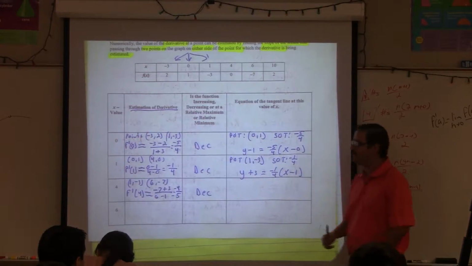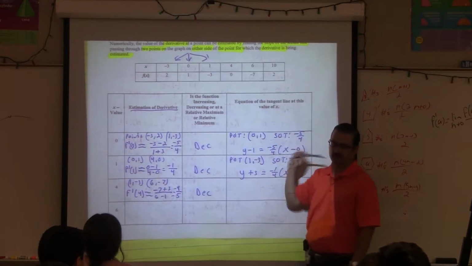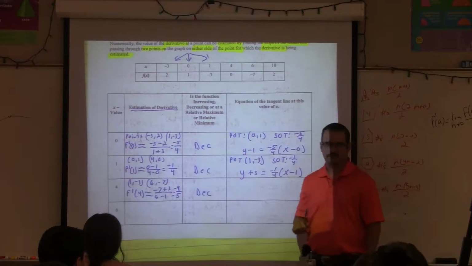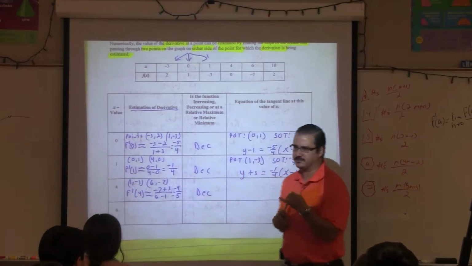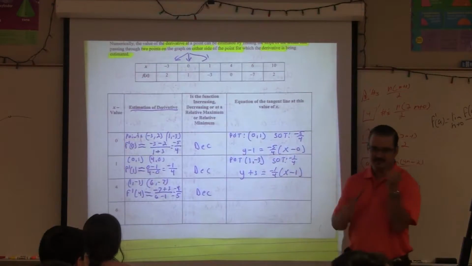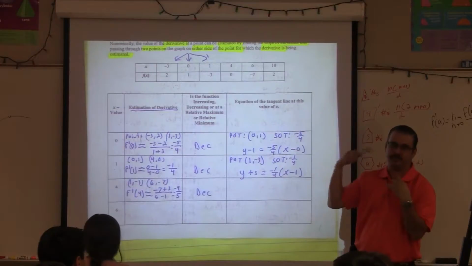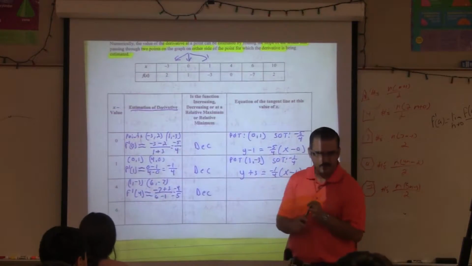So would IVT guarantee a 0 in between these two numbers? Yes? How could I prove that? What must be true for IVT? The function must be continuous. Okay, let's assume that it is, because they didn't tell us it was a polynomial, but if they would have told us that, then we can say yes, it's continuous. Alright, what's the second thing? The function must be defined.